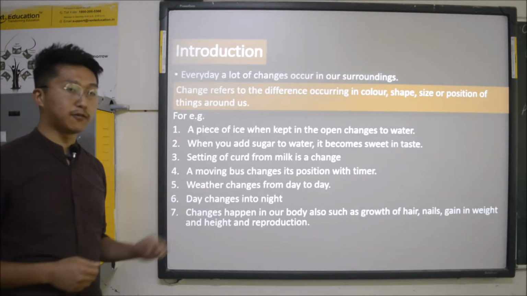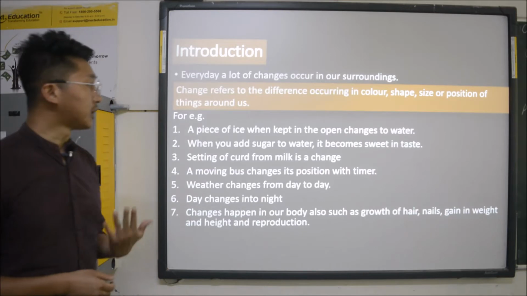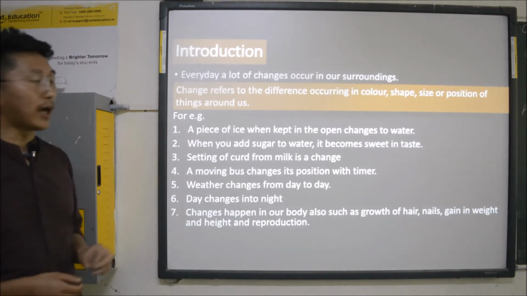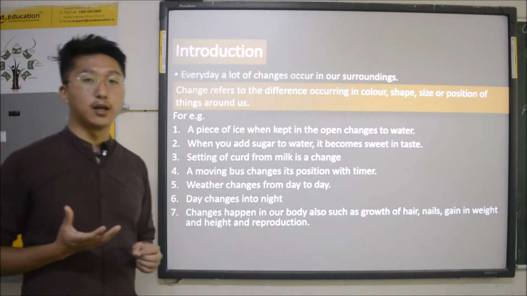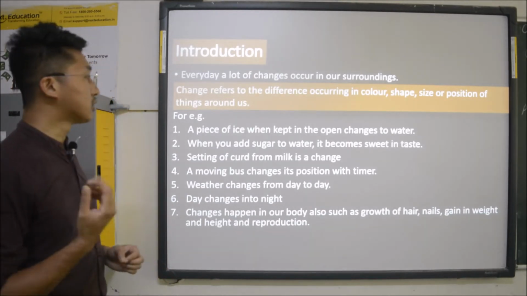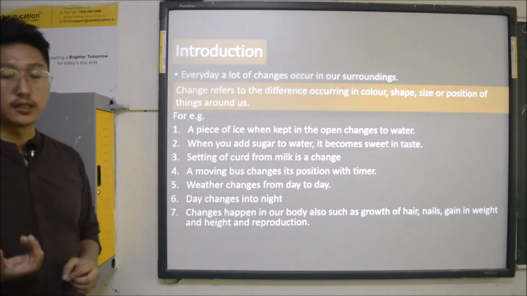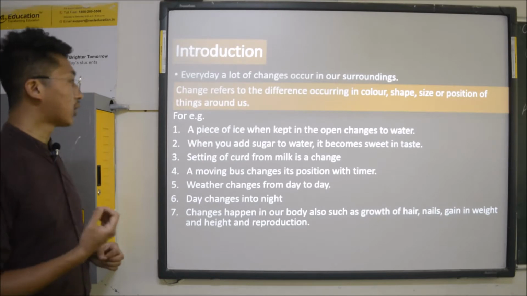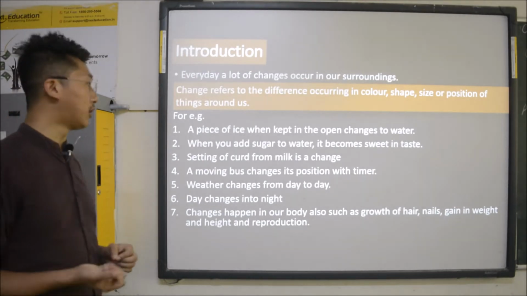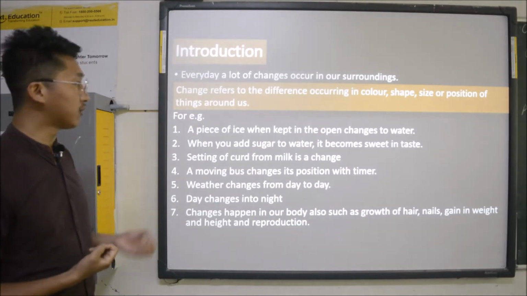For example, the first one is a piece of ice when kept in the open changes to water. The ice melts when we keep it outside, so it changes its form. From ice, from solid, it changes to liquid form. So there is a change going on in the shape and form of the water.